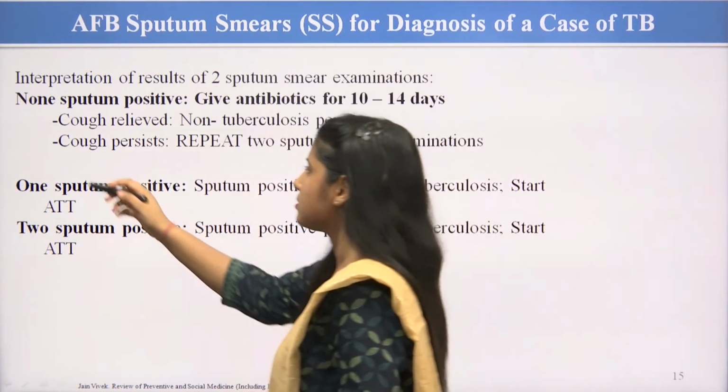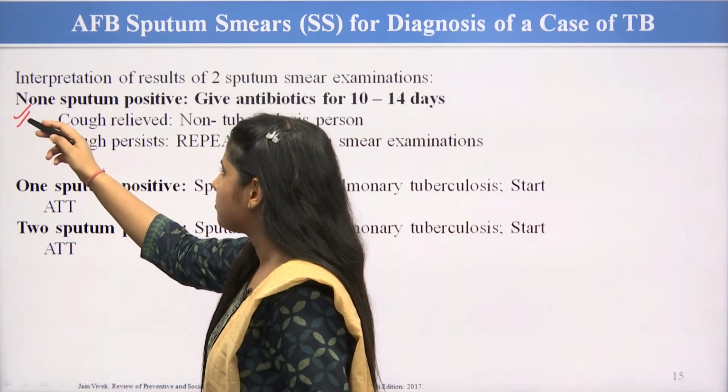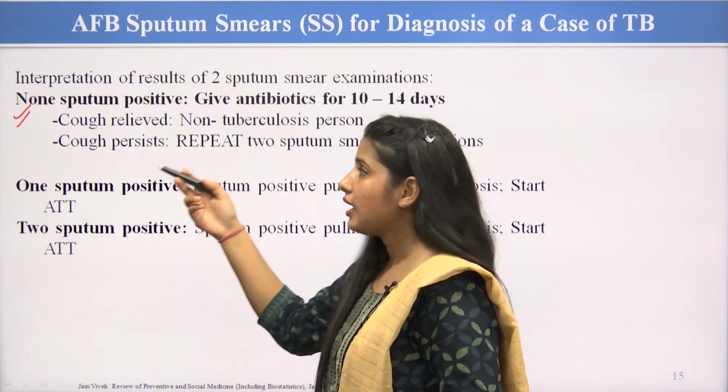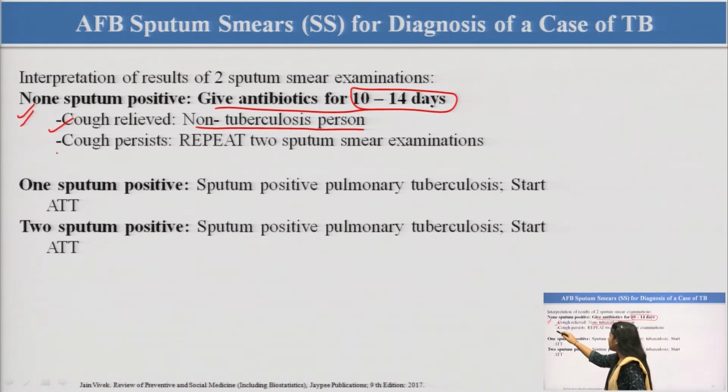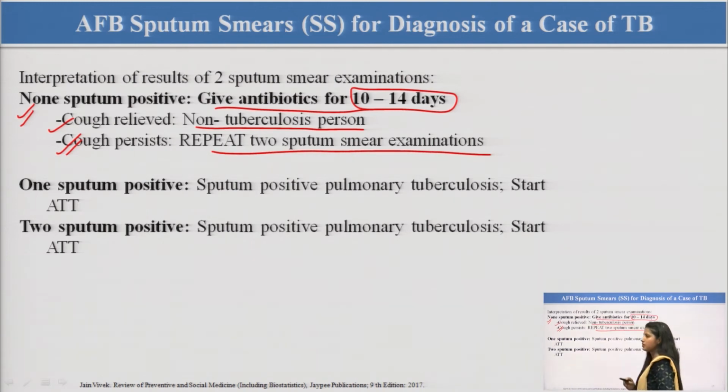There are some conditions, like the patient is showing the symptoms but no sputum test is positive. At that time, what will we do? Give antibiotics for 10 to 14 days, and after this we will see the patient. If the cough is relieved, of course the patient is non-tuberculous. But if the cough persists, we will repeat the 2 sputum smear examinations. Another condition is, if one sputum is positive, we will start anti-tubercular therapy. If 2 sputum are positive, we will also start the ATT.